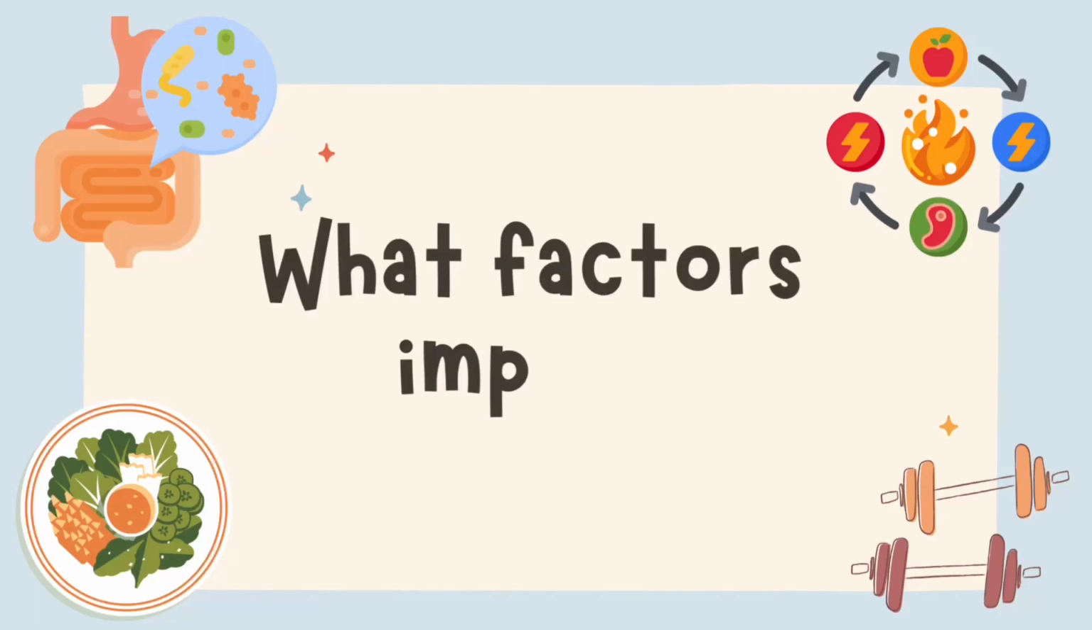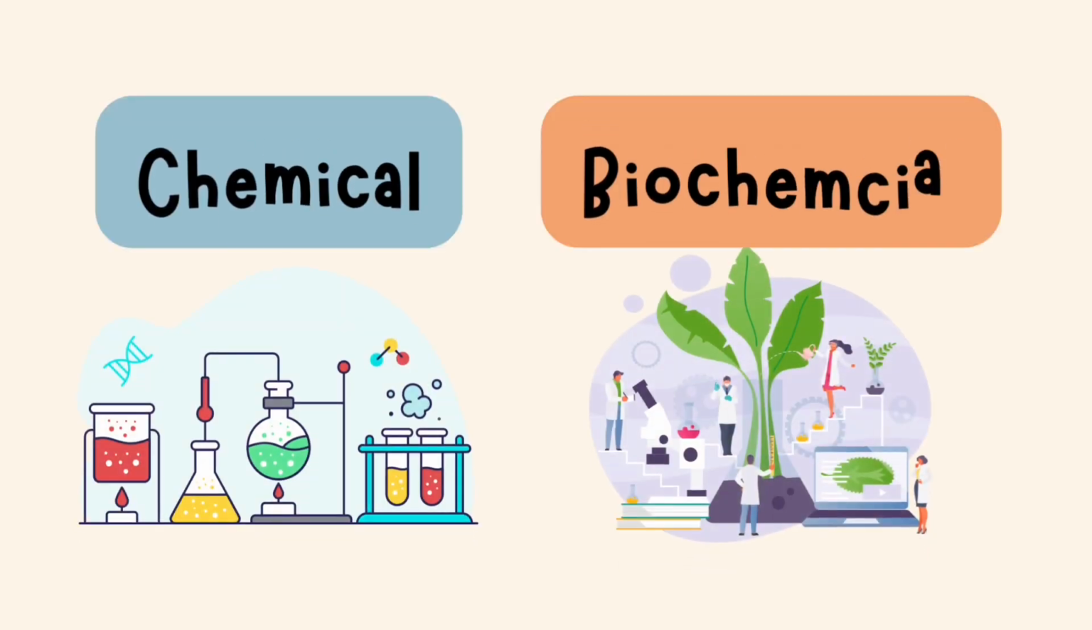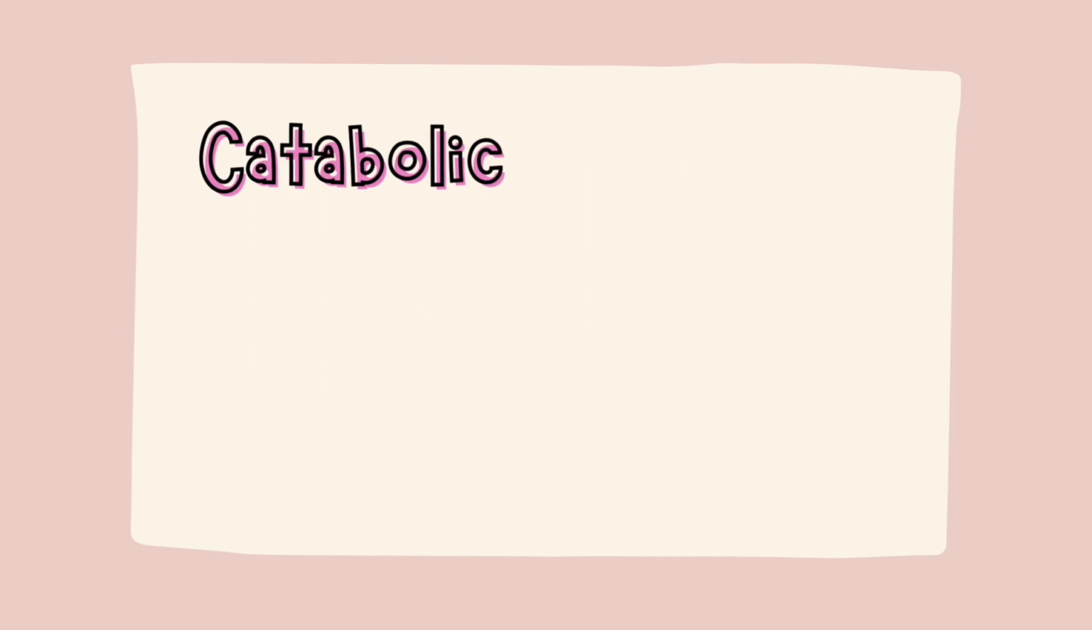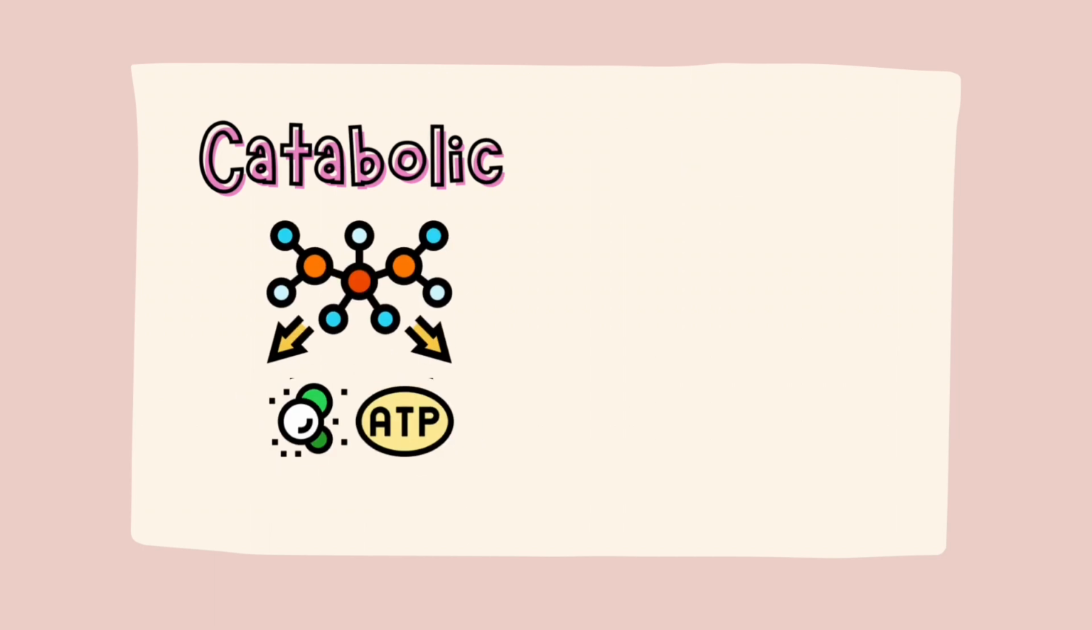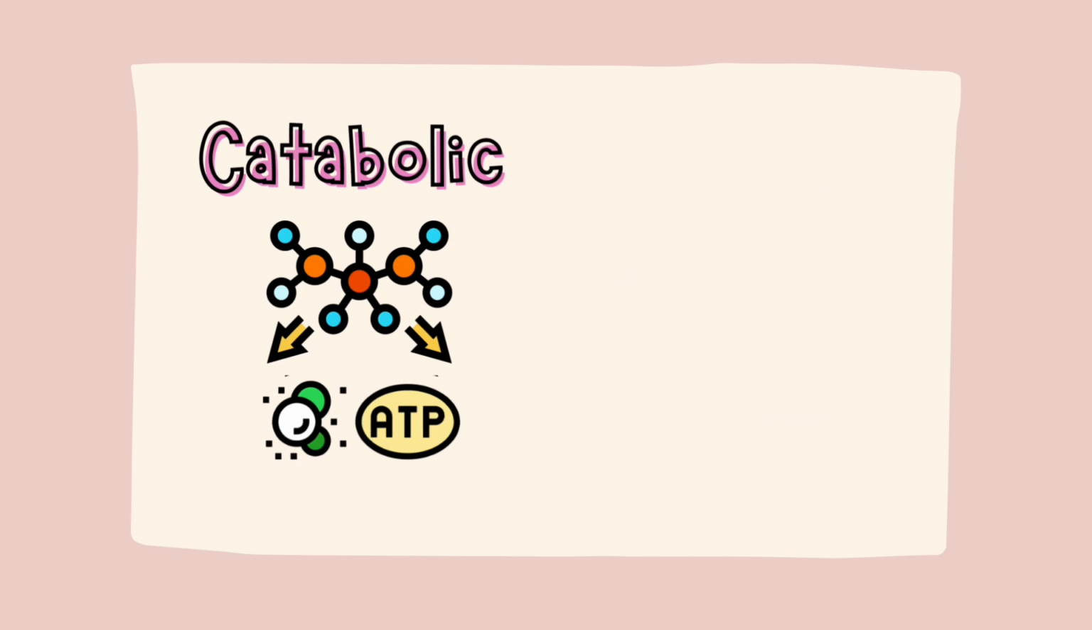What factors impact metabolism? Let's start at the beginning. What is metabolism? Metabolism is the chemical and biochemical reactions that occur in the body. Metabolism can be catabolic or anabolic. Catabolic metabolism occurs when your body breaks down existing energy stores, splitting chemical bonds and releasing energy available for your body to use. During catabolic metabolism, our metabolism decreases due to more energy being stored than released.